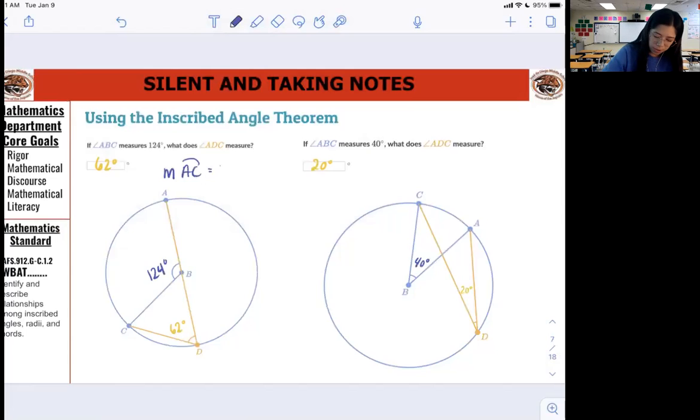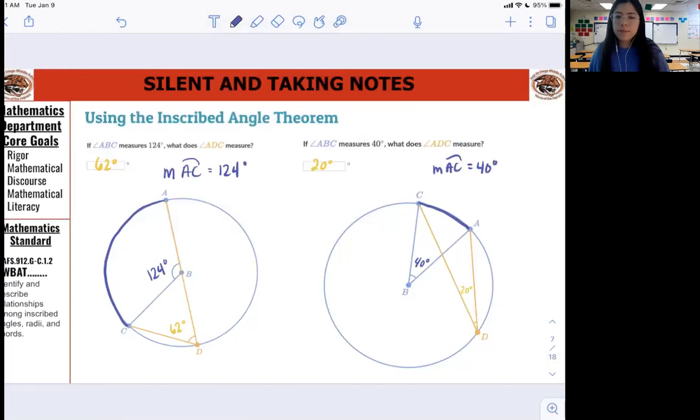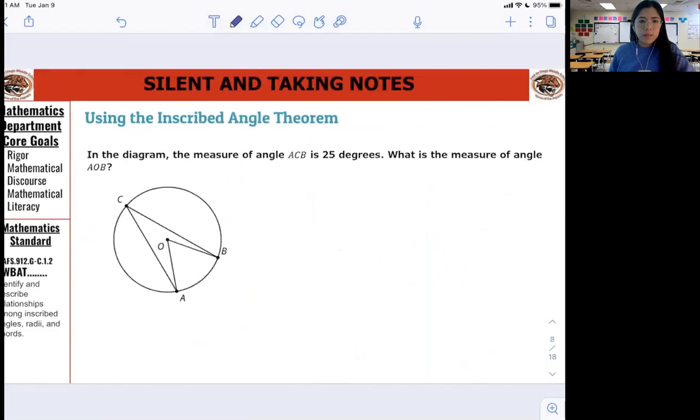Yes, good, 124. It's the same as the central angle. And over here, what's the measure of AC? It's 40. Good. Questions on this? Awesome. Okay, let's try another one. This is from the district now, so this is no longer Khan Academy.